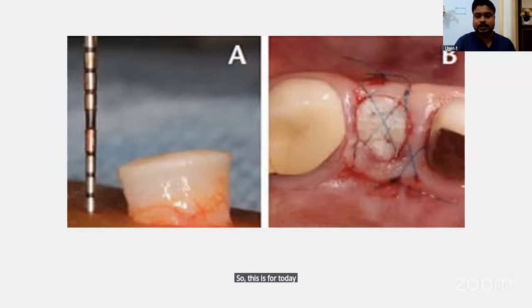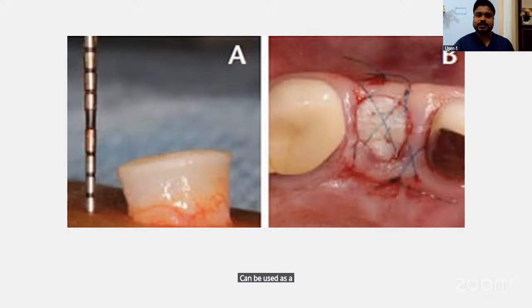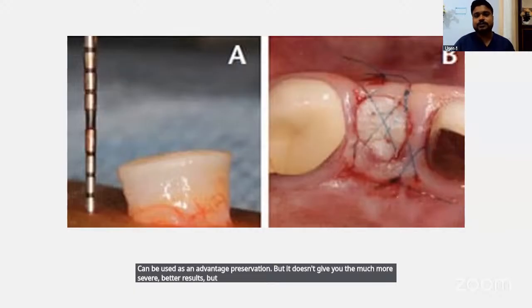This is the other case, called open grafting, where only a collagen plug has been placed and sutured. In some cases, even a collagen plug or a collagen membrane can be used for alveolar ridge preservation, but it doesn't give much better results. But some amount of bone resorption can be stopped.